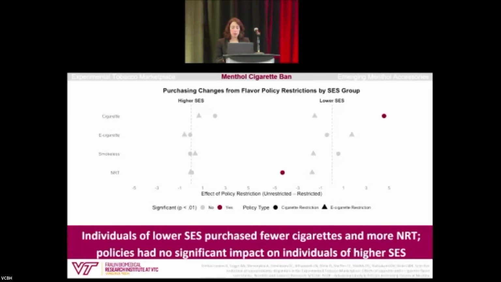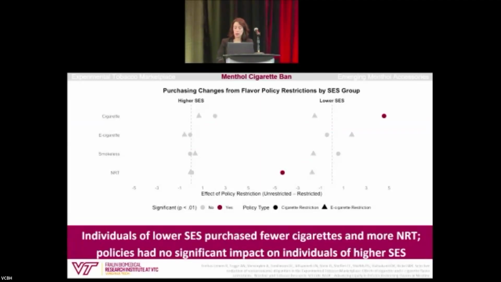So in this figure, we are showing the difference in purchases between unrestricted and restricted conditions for each group. Values to the right mean participants purchased less of that product under restriction. Values to the left, they purchased more under restriction. Triangles are cigarette restrictions, circles are e-cigarette restrictions.